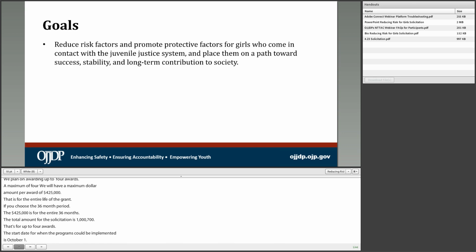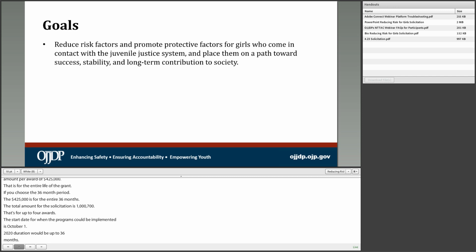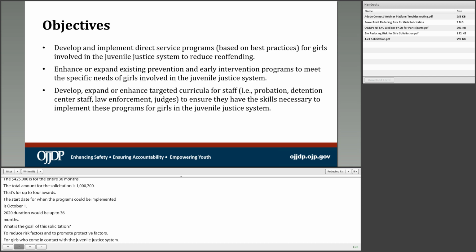So what is the goal of this solicitation? To reduce risk factors and to promote protective factors for girls who come in contact with the juvenile justice system, and to place them on a path towards success, stability, and long-term contribution to society.